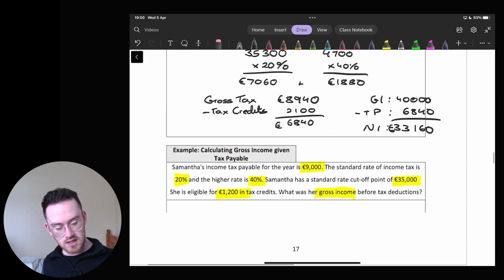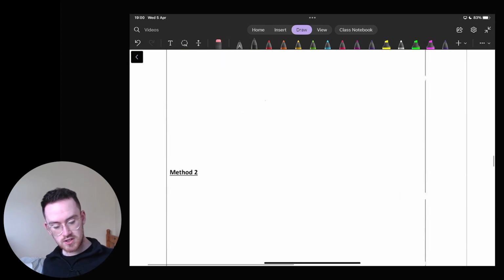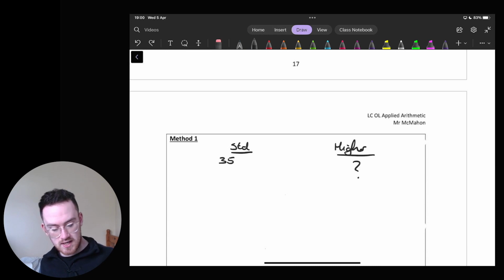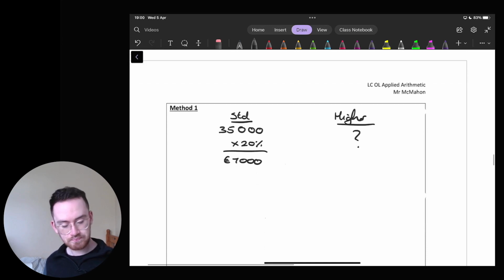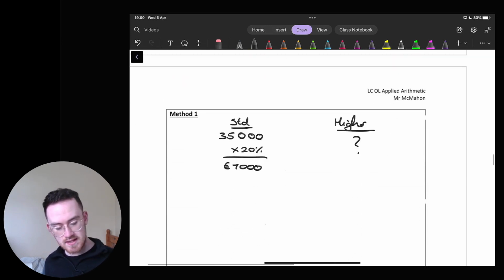So we're told the standard rate cutoff point is 35,000, so she has to pay at least that. So 35,000 at the 20% that her standard rate is charged at. So she has 7,000 tax at that standard rate. Now we're told she pays 9,000, so that's her tax payable.